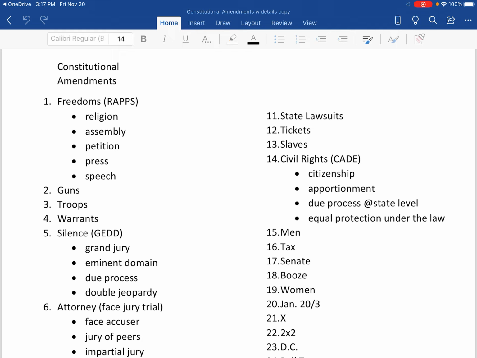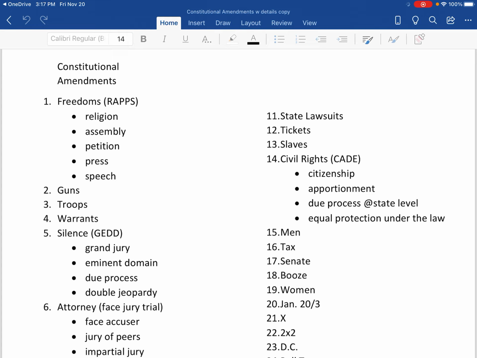Part of silence is a grand jury, and a grand jury essentially determines if there's enough evidence to go to trial. Is this even going to be worth our time? Eminent domain means the government can take your property with just compensation if it's for the common good. The government can't just go and say, well, you're out of your house because we just don't want you in your house. But if it's for the common good, like progress, the government can take your property, actually.